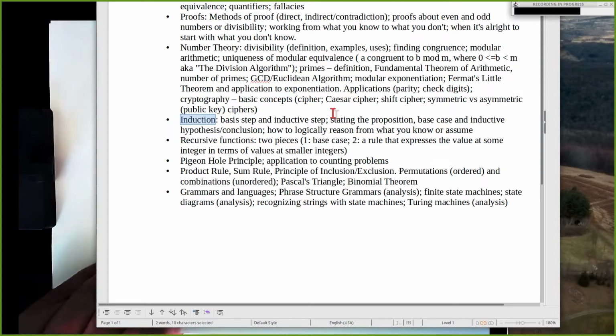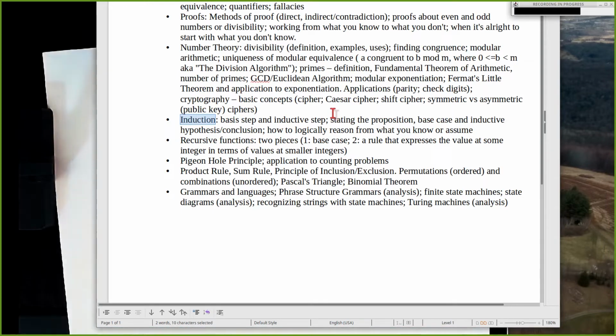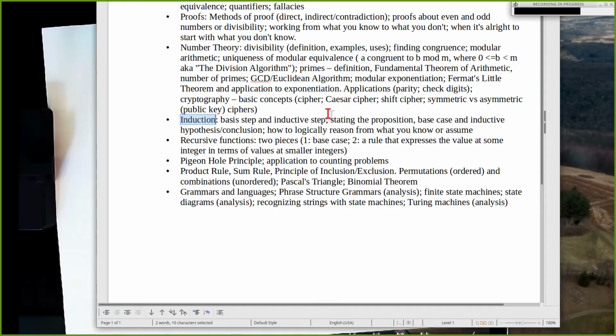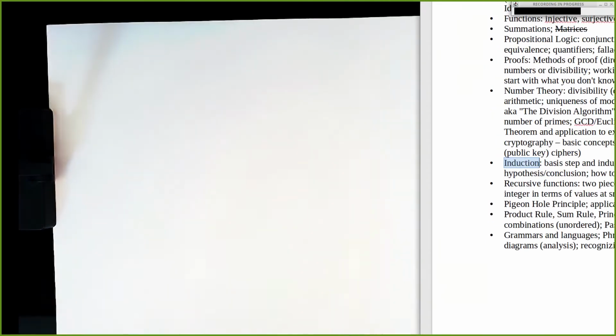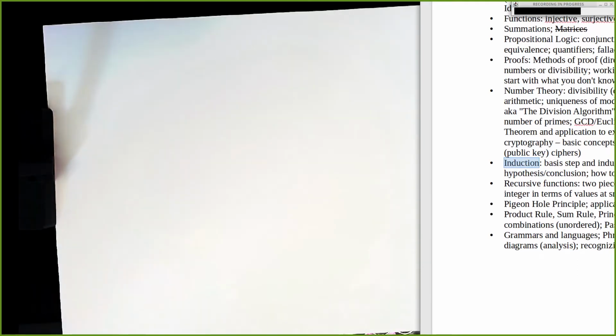You prove a base case, you prove an inductive step. But before you can do that, you need to do some setup, right? You need to state what it is you're trying to prove. You can't just launch into a proof unless you've told the reader what it is you're trying to prove. And usually what you're trying to prove is a family of propositions, or some statement about a set of integers.